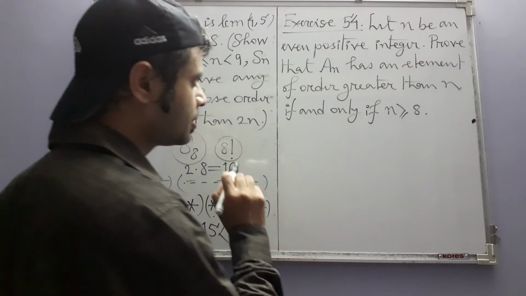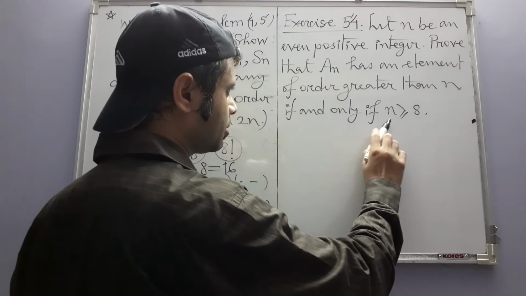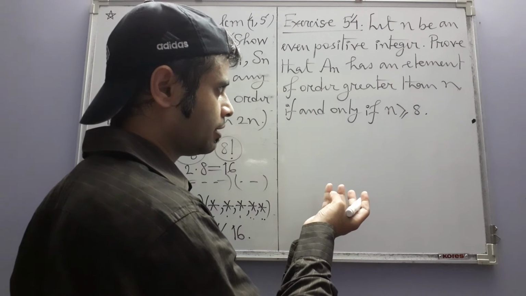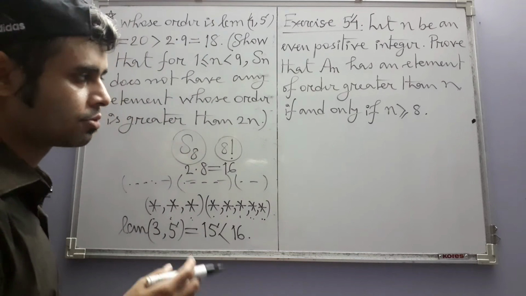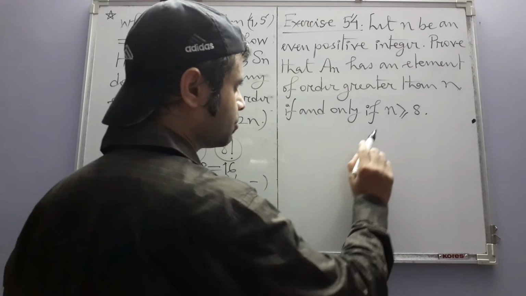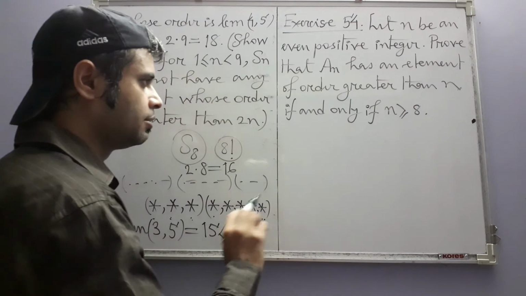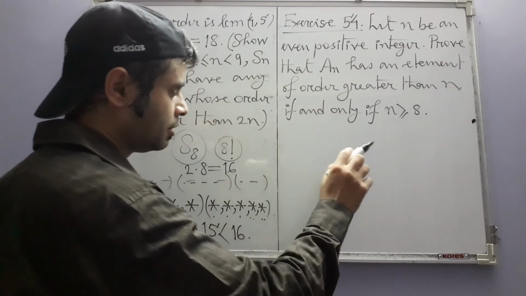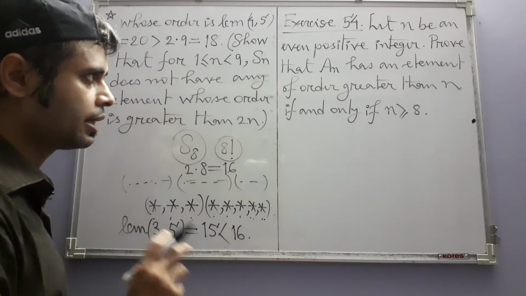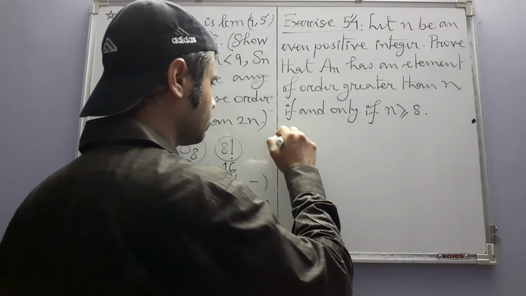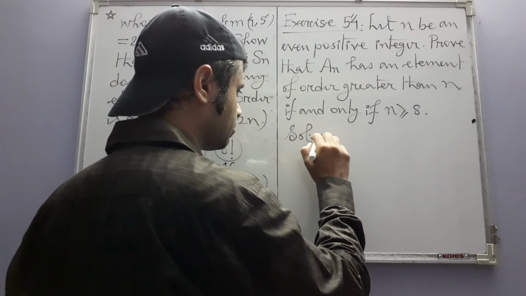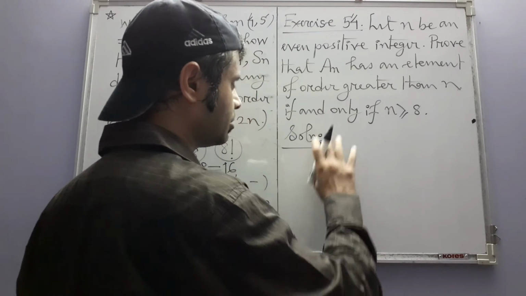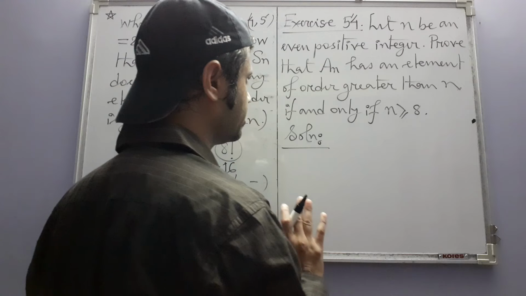So that means this thing does not happen for lower even values of n, namely n equal to 2, 4 and 6. So we have to prove that. And also when n is greater than or equal to 8, for all such values of n, we do have elements in An whose orders exceed n. We also have to keep in mind that we are not dealing with the entire symmetric group but only the alternating group.